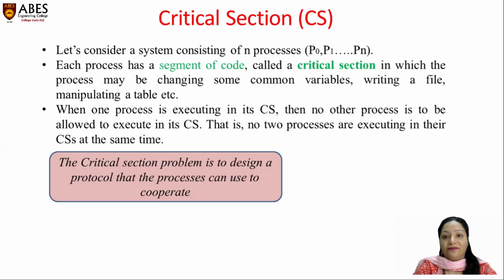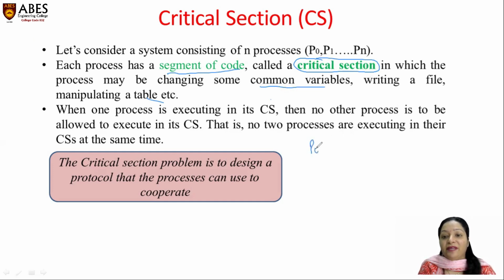Now, let us first understand the meaning of critical section. Let us say we have n processes, that is P0, P1, P2, P3, and so on up to Pn. Now, each process has a segment of code called the critical section, in which the process may be changing some common variables, writing a file, manipulating a table, etc.